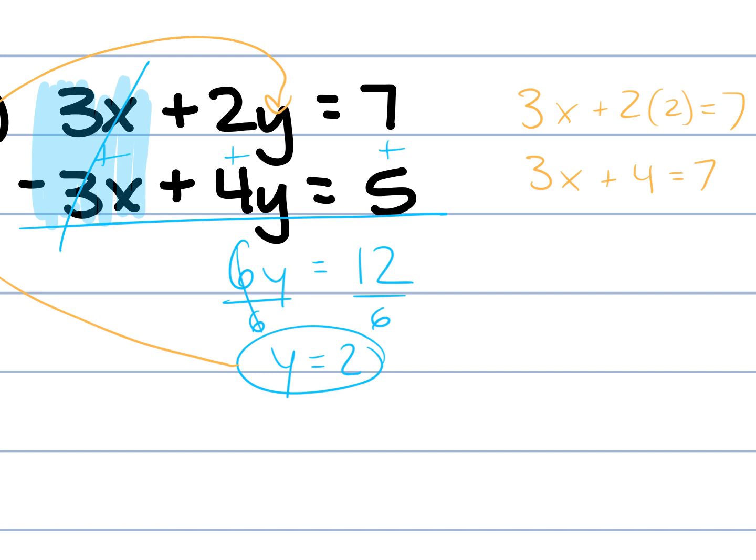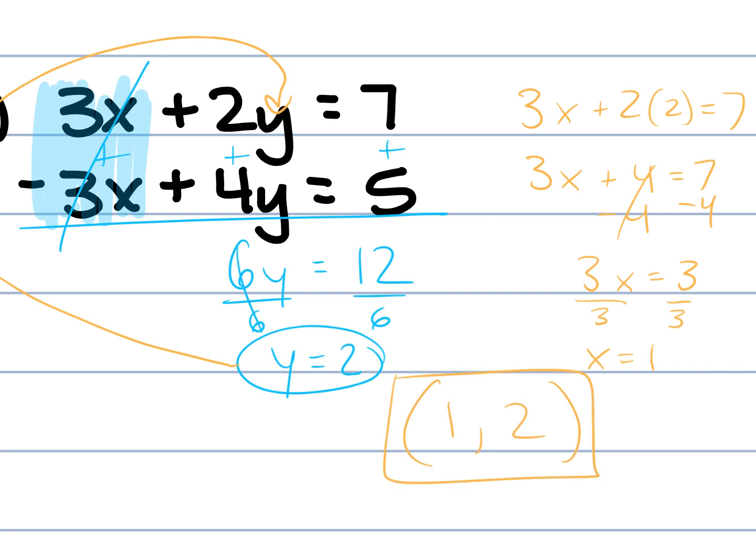Cody, what would we do next? I already plugged it in. Subtract 4. So 3x equals 3. Then what? x equals 1. How would I write my answer? 1 comma 2. Perfect. Don't forget the x always comes first.